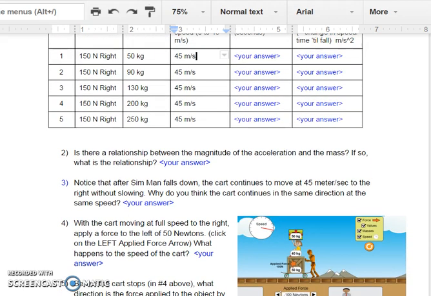Okay, let's look at these other questions here. Is there a relationship between the magnitude of the acceleration and the mass? Hopefully what you're finding is that there is an inverse relationship. As mass goes up, you should find that acceleration goes down. As mass goes down, acceleration goes up. That's going to be an important item when we look at our relationship in Newton's second law. Acceleration is equal to force divided by mass. What that's telling us is that acceleration has a direct relationship to force and an inverse relationship to mass.